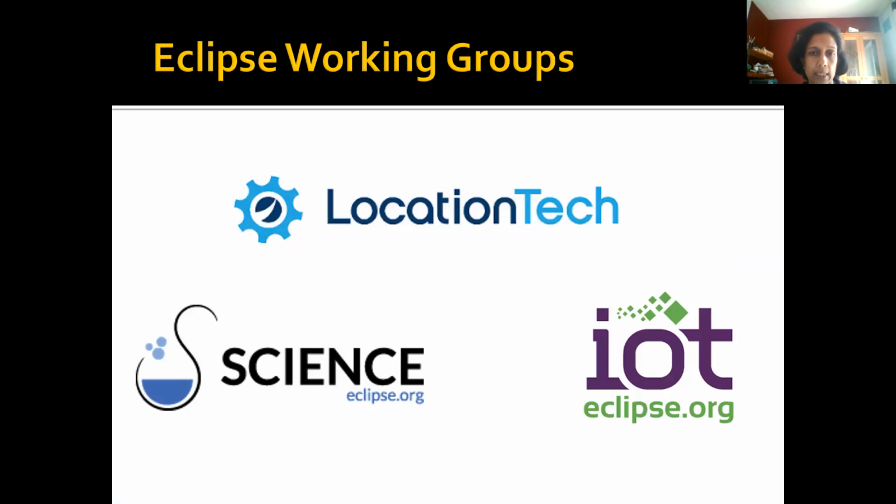So in particular, Eclipse has these 3 working groups, which are very focused on emerging technology areas that are very high growth. So there's the location tech one, which is focused on sort of mapping and location aware technologies. And the other 2, which I'll go into more detail, the science and IoT groups are particularly interesting and ones I've got direct involvement with.